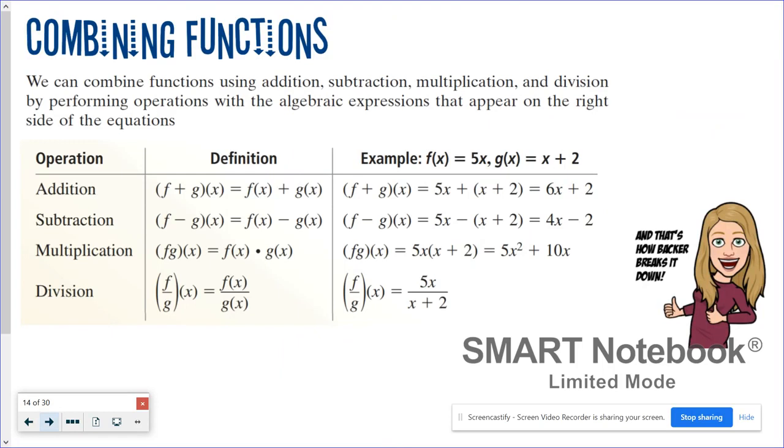And so that's how we combine functions. We can combine functions using addition, subtraction, multiplication, and division by performing operations with the algebraic expressions that appear on the right side of the equations. And that's how Becker breaks it down.